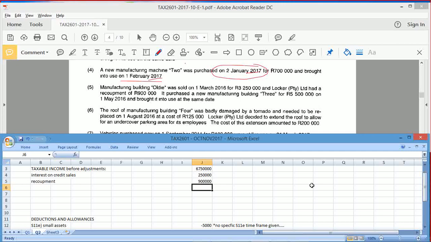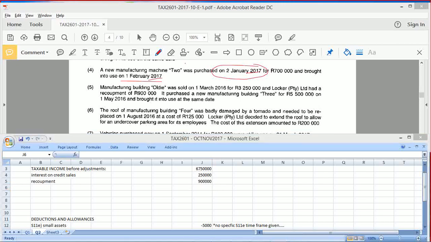Then they said it purchased a new manufacturing building. Let's just finish with that maybe. The manufacturing building was sold on 1st of March 2016 for that price. 3 million, wow, 3 million for a manufacturing building. Okay, and then it had a recoupment. Recoupment is fine, purchased a new building, 3 for 5.5 and brought into use on the same date. Okay, so this is your building allowances. Do you agree? Yes, sir.